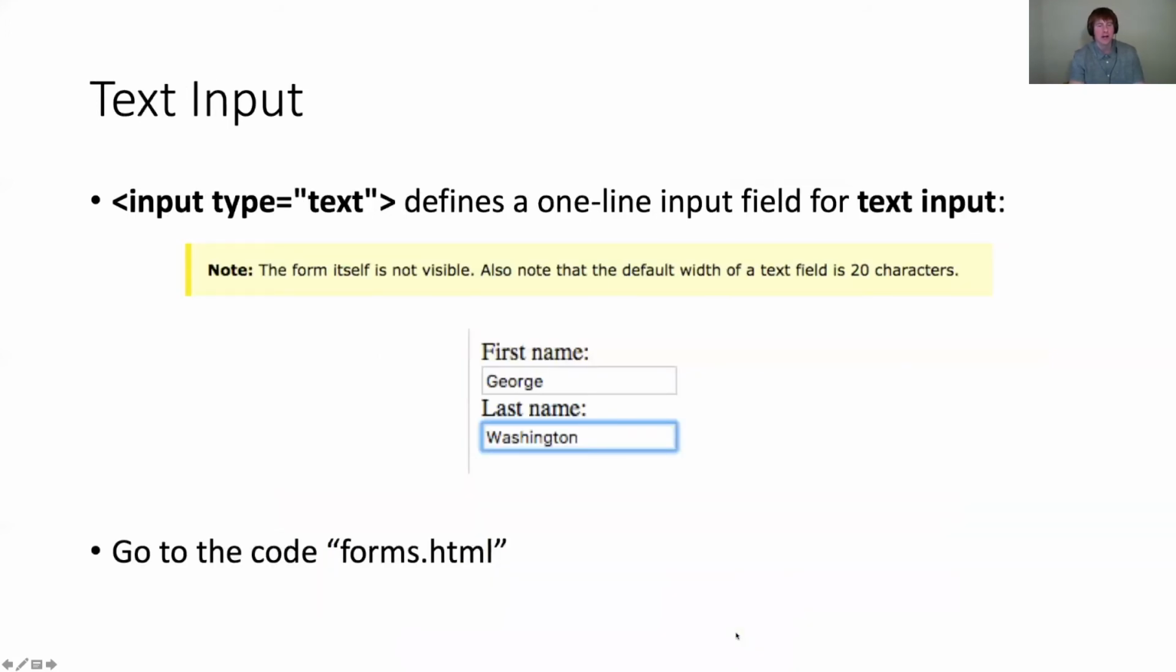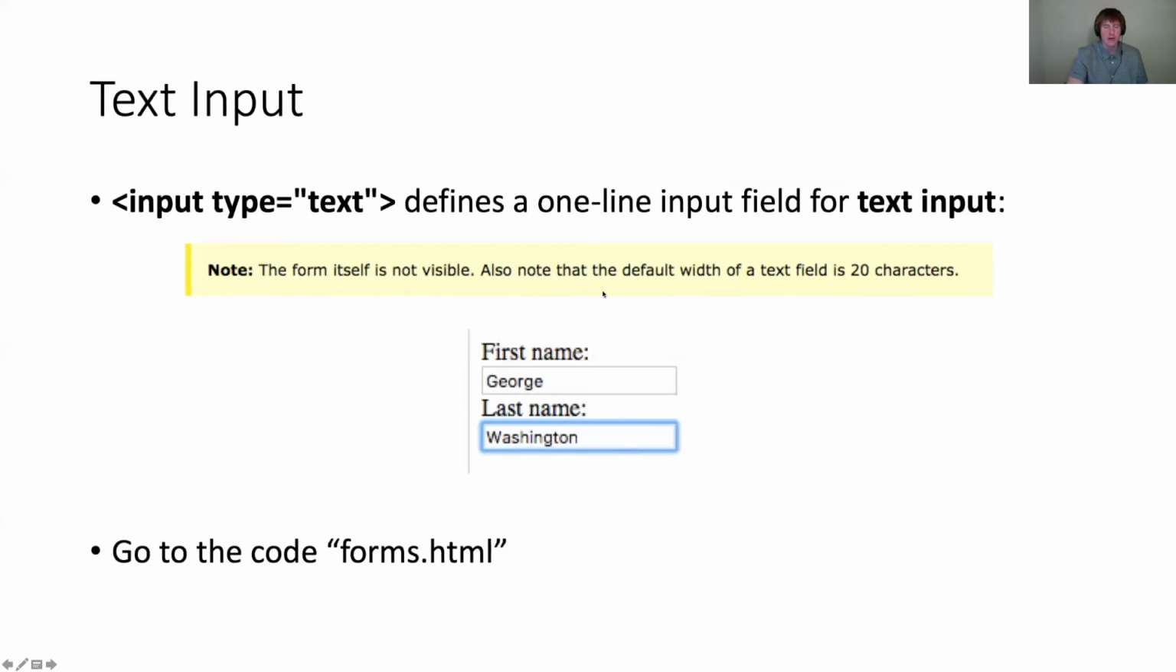Now, the next one we're going to talk about is input type text. Input type text is going to define a one-line input field for text input. You're going to want to note that the form itself is not visible. You'll see here in this example, I have first name, last name. You don't see the form around these elements.